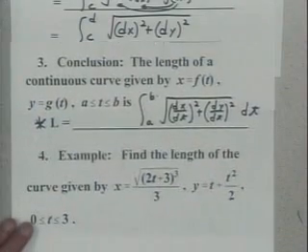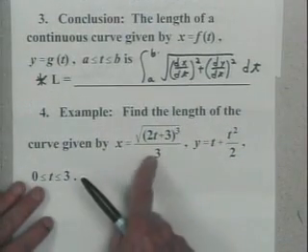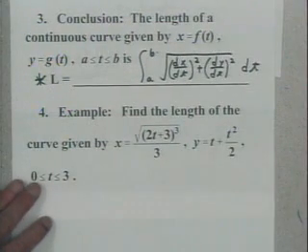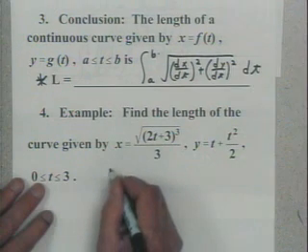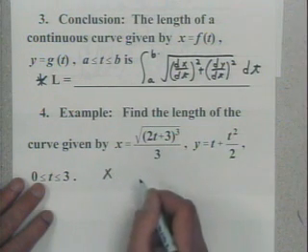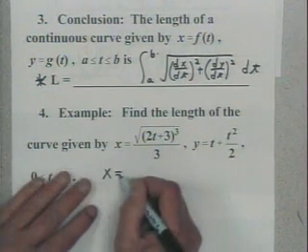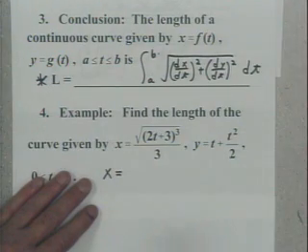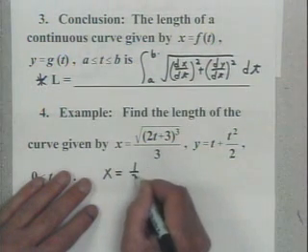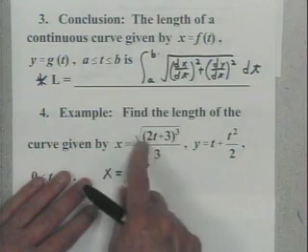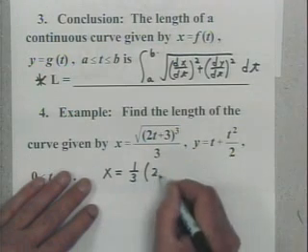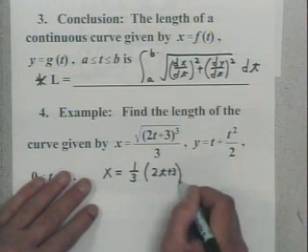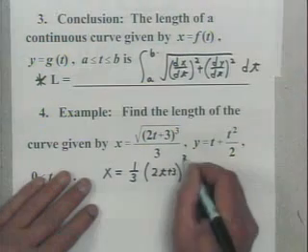Okay, in my example, x is equal to this and y is equal to that one. And basically, to make it easier to find dx/dt, I'm going to write x in exponential form. So that would be 1/3 times what? What's another way to write the square root of something cubed? Three halves.